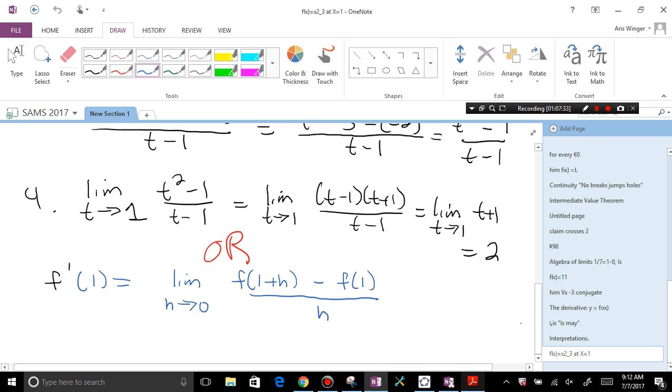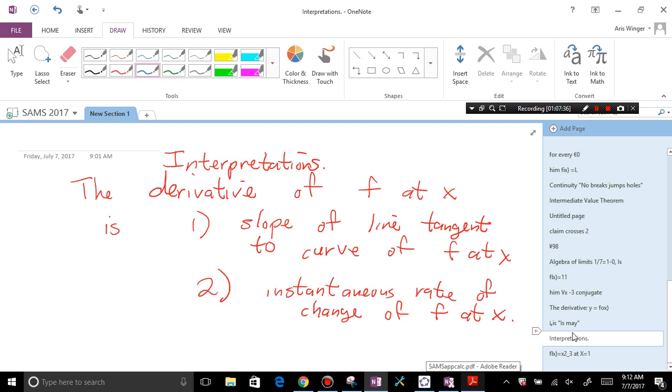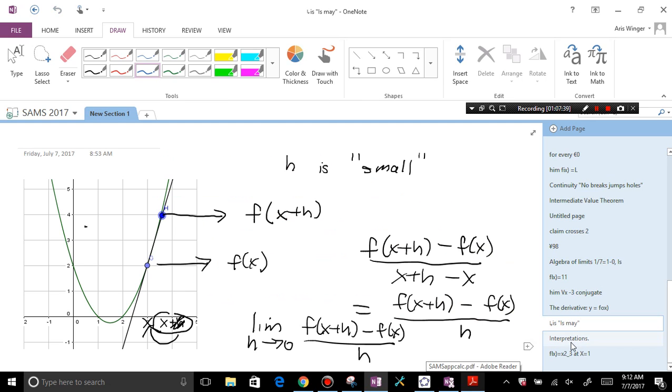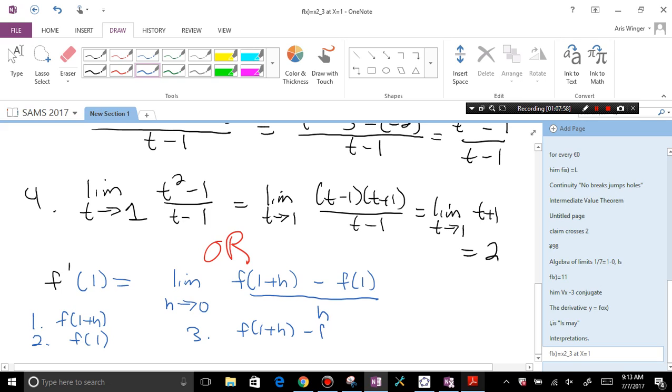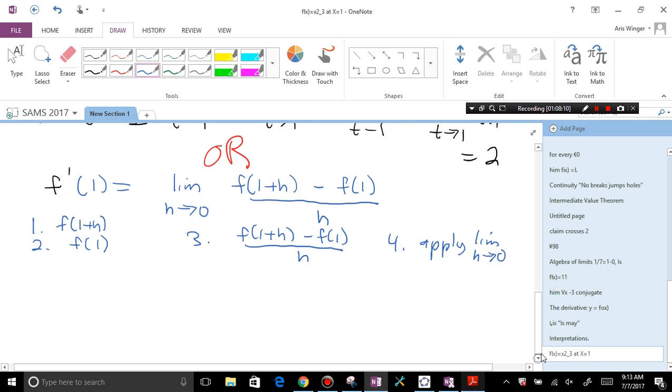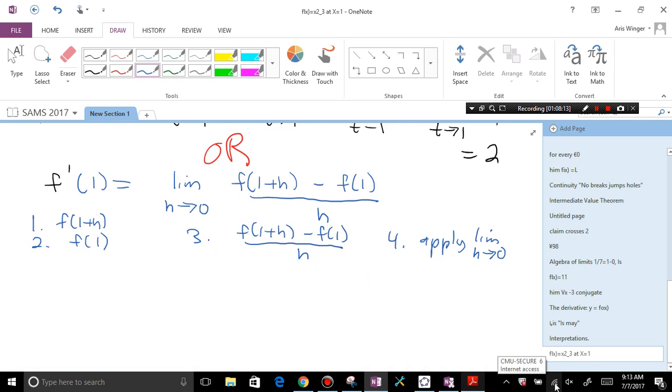I'm going to make sure I wrote the other definition the way I want it. Let me go back here. Is it here? Yeah. Okay, great. All right, so not any different. We need f of 1 plus h. We need f of 1. We're going to subtract, divide by h, and then take the limit. We need f of 1 plus h minus f of 1 all over h. And then we need to apply the limit, limit as h tends to 0. So the steps are analogous. This way is a little bit more tedious.